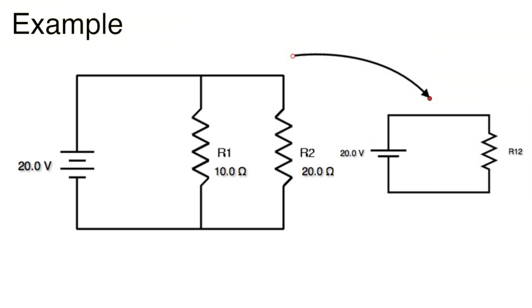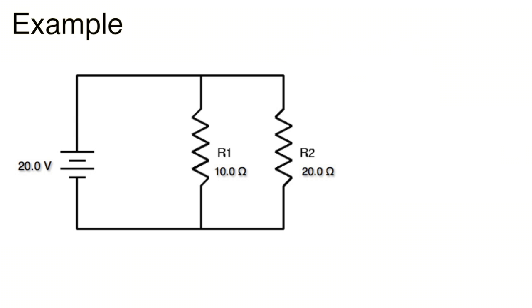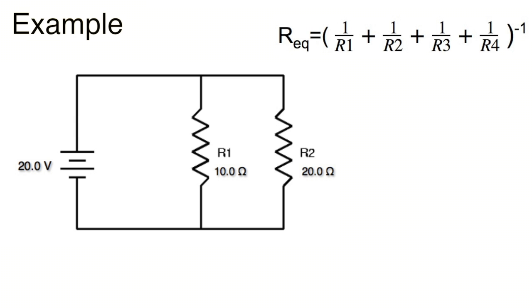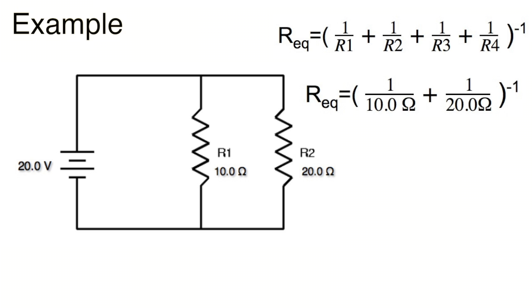To simplify the circuit, we can use the equation for resistors in parallel. That will give us 1 over 10 ohms plus 1 over 20 ohms, and we take that to the negative 1. And we should get that the total resistance is 6.66 ohms.